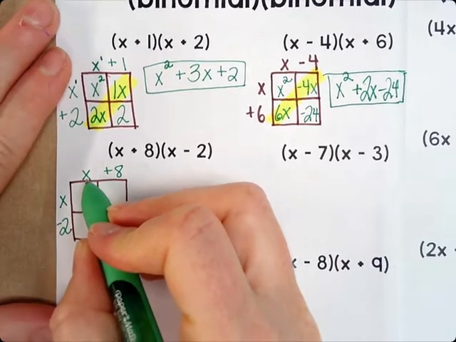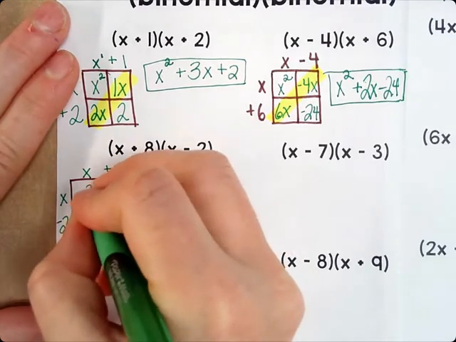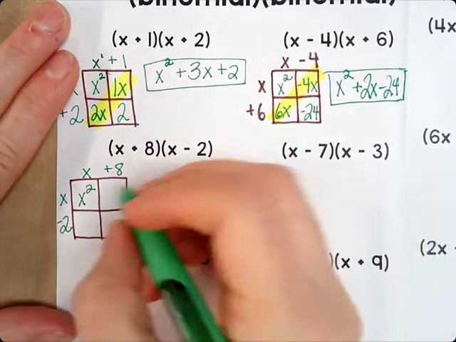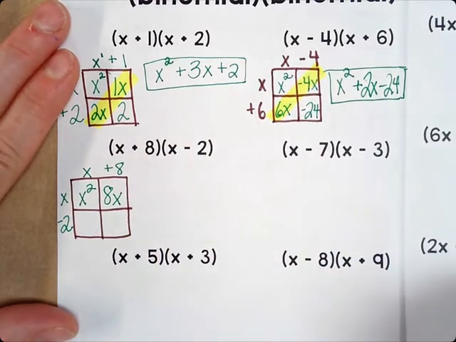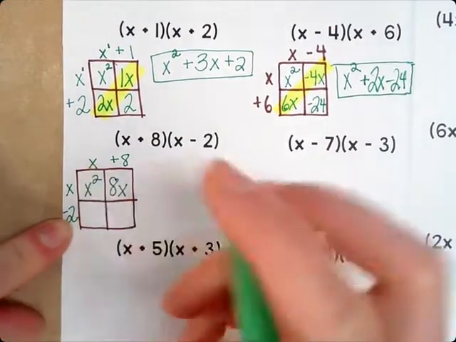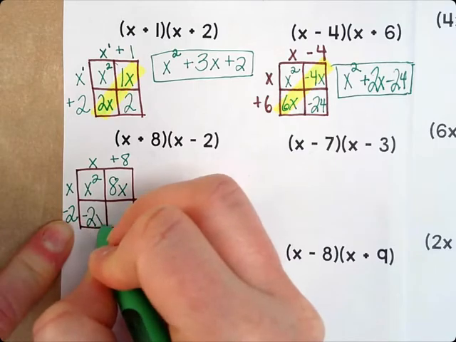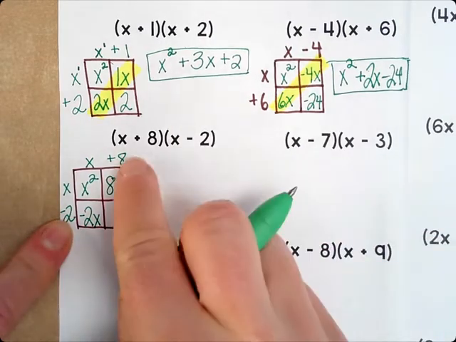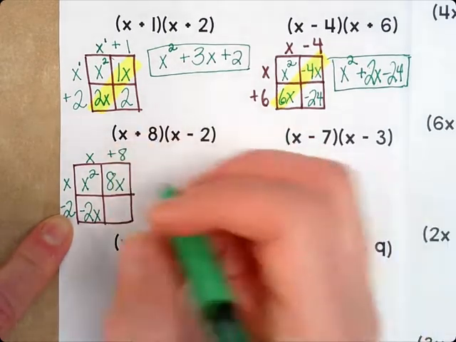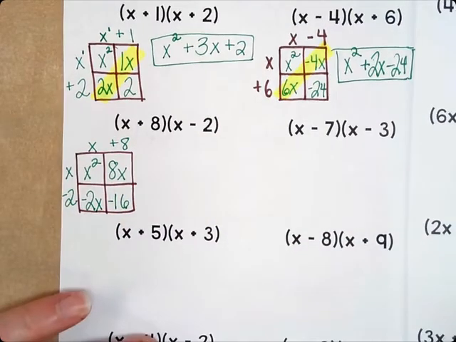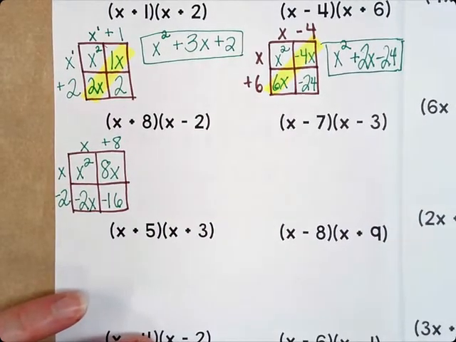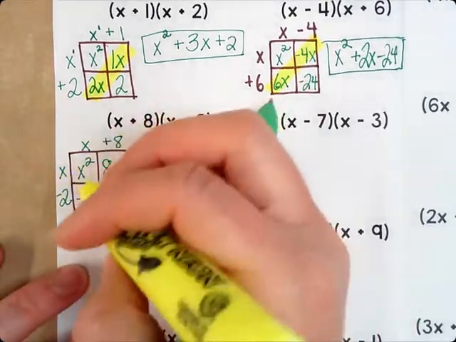X times x, 8 times x, negative 2 times x, and negative 2 times 8. Negative 16. Combine your like terms.